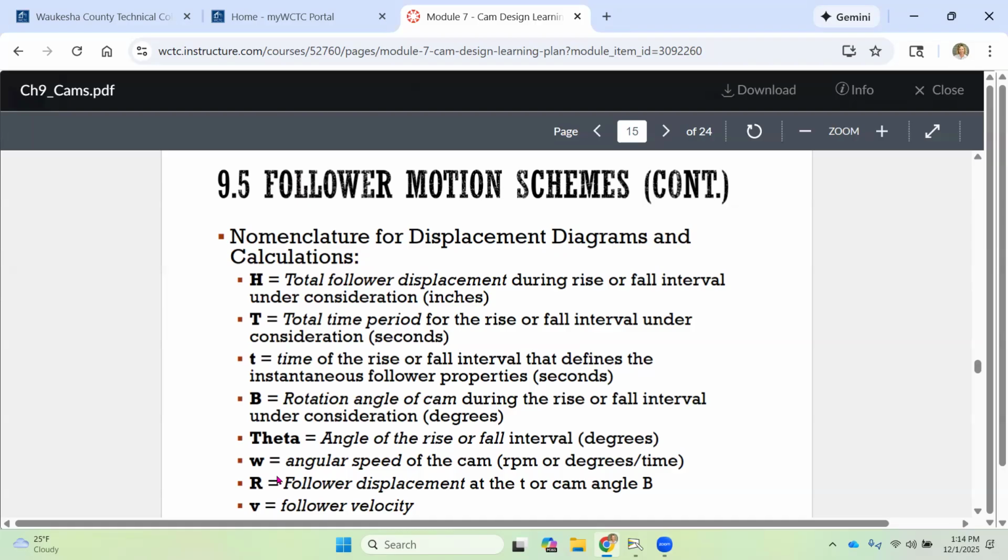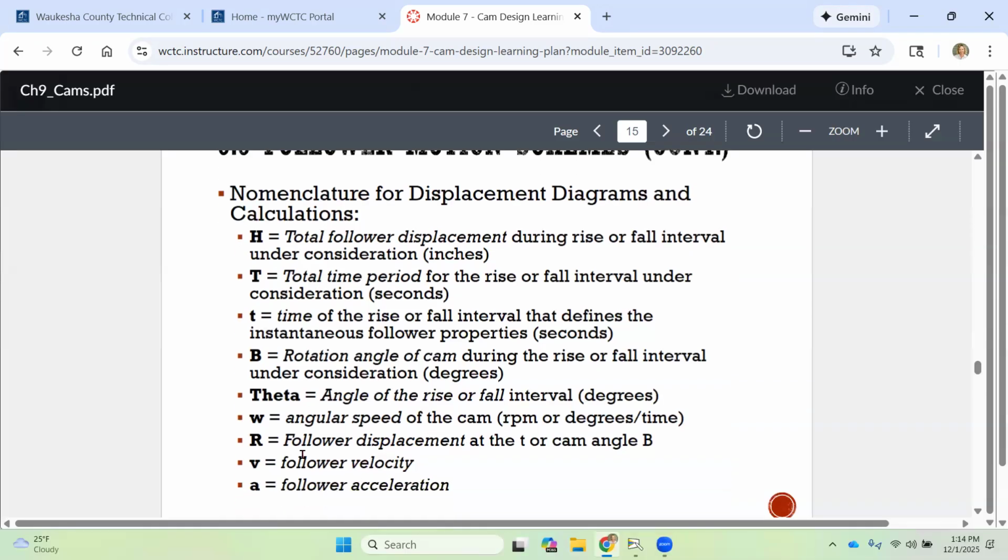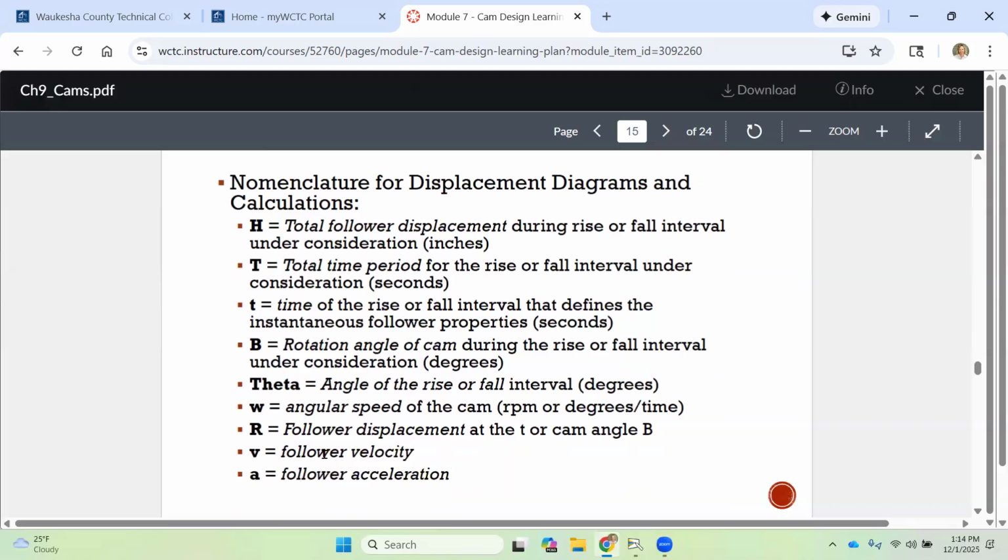Beta is going to be that rotation angle. We saw that. Theta is going to be the angle of the rise or fall interval, so it's going to be the angle of the line or the slope of the line. And then our w is going to be the angular speed of that cam, which we're used to. R is going to be follower displacement, and then v and a are going to be our traditional velocity and acceleration.